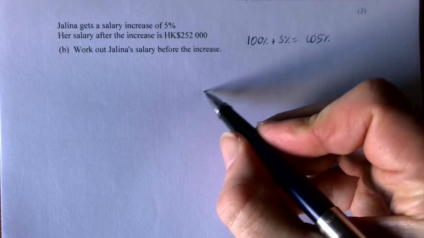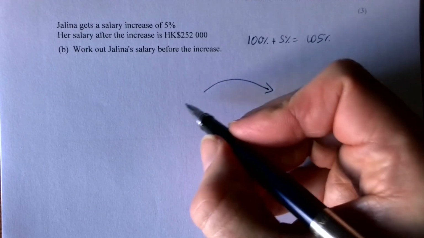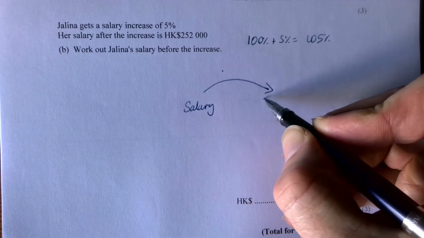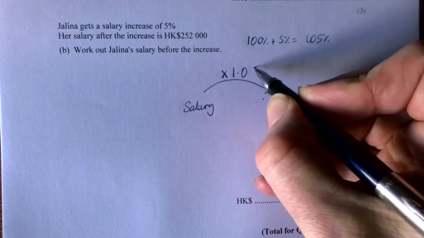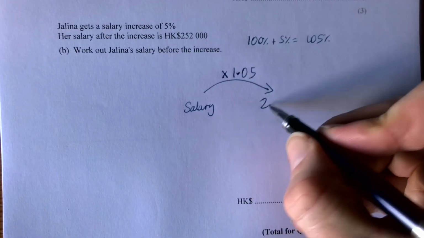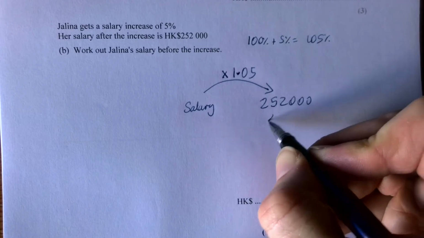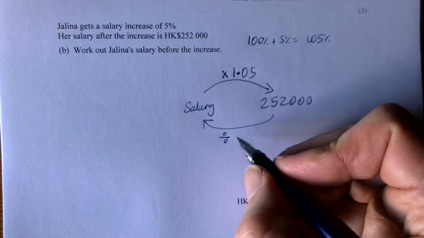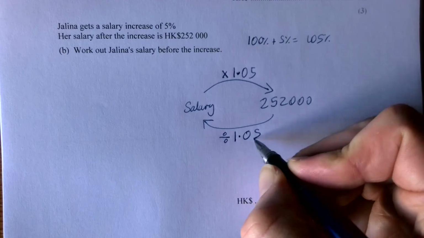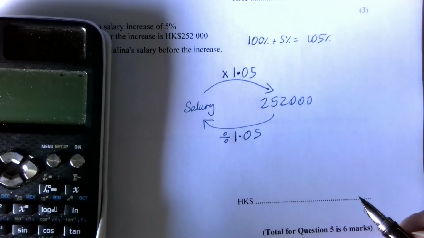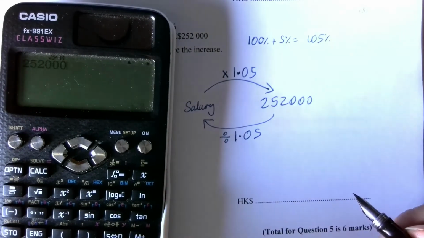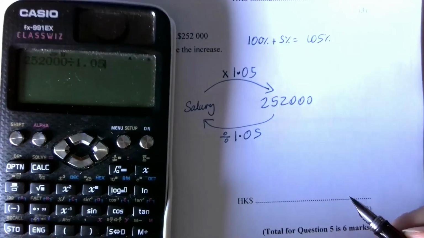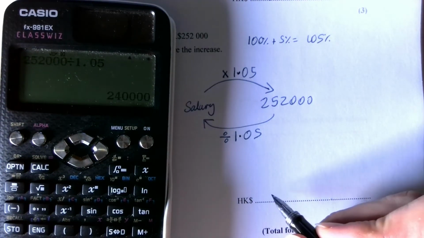So what that means is the original amount, so the salary before the increase, has been multiplied by 1.05 to get to 252,000, and what we need to do is reverse that. So the inverse of multiplication is division. So we just divide by 1.05. And it's normally a nicer number that you get at the end of this. 252,000 divided by 1.05 is 240,000.